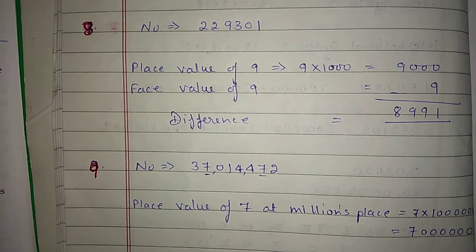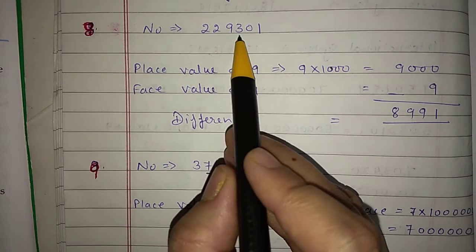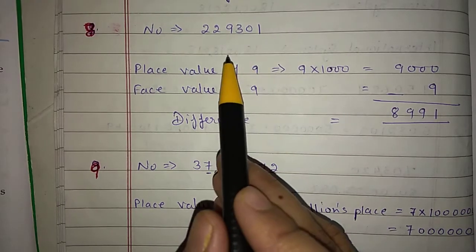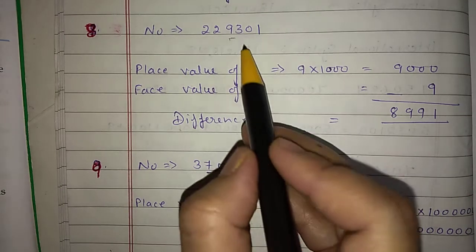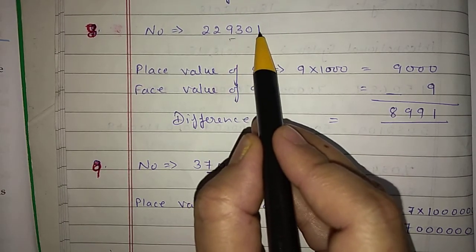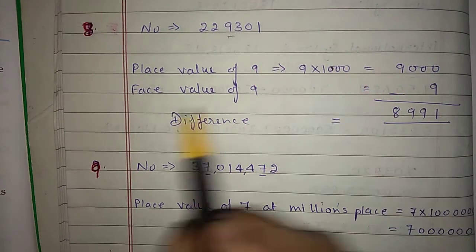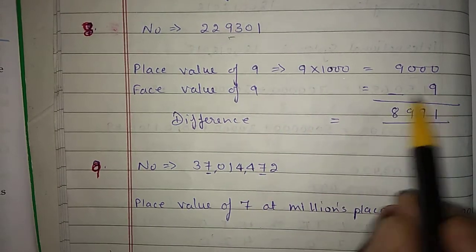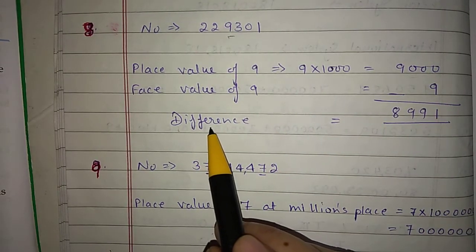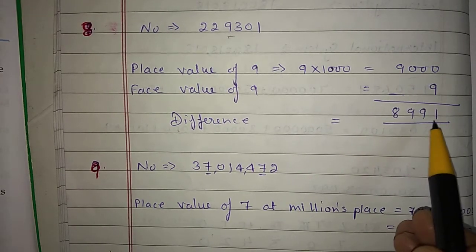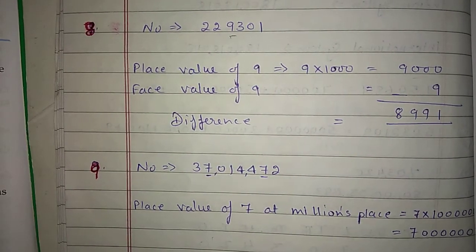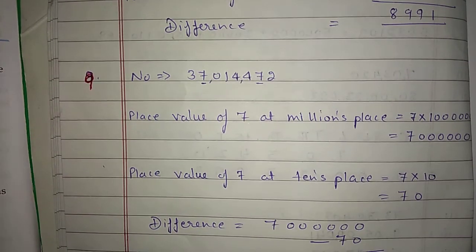Next, question number 8. Find the difference between the place value and the face value of digit 9 in the given number. So the number is given: 229309. We have to find out the place value and face value of 9. So the place value of 9 will be, after 9, 1, 2, 3 digits are there, 9000, and the face value of 9 will be 9. You have to find out the difference. Difference means do the subtraction of these two numbers. 8991.